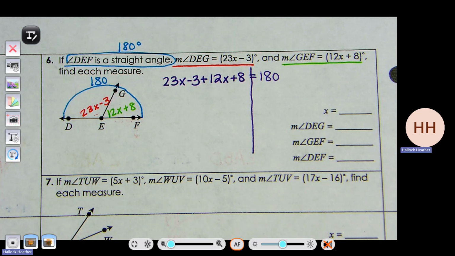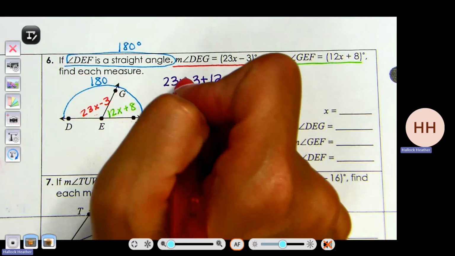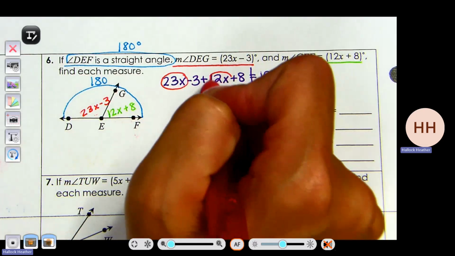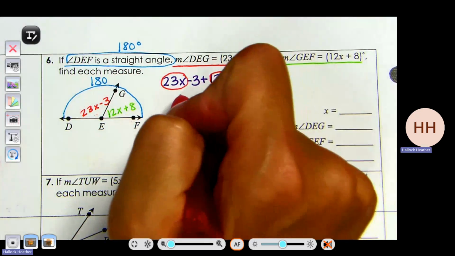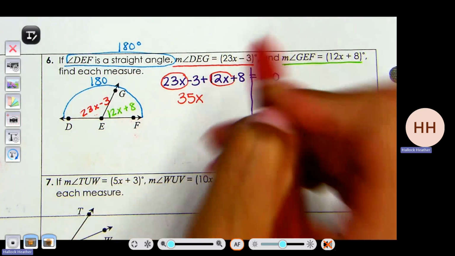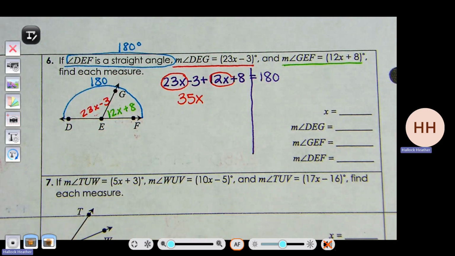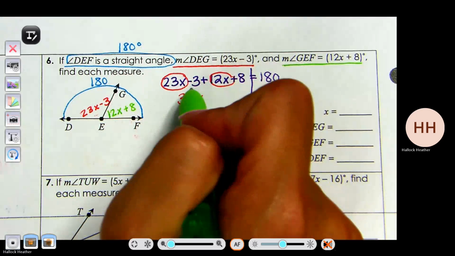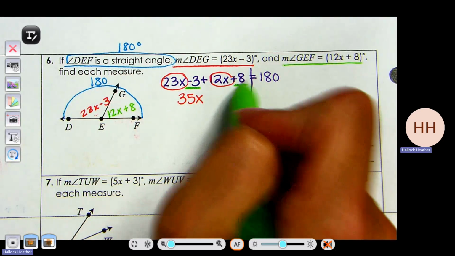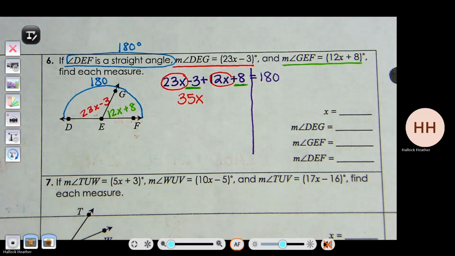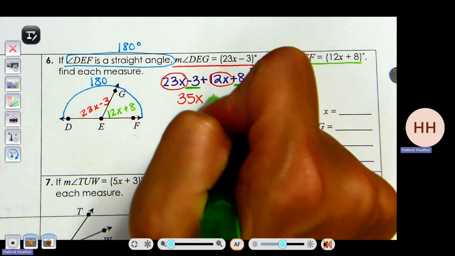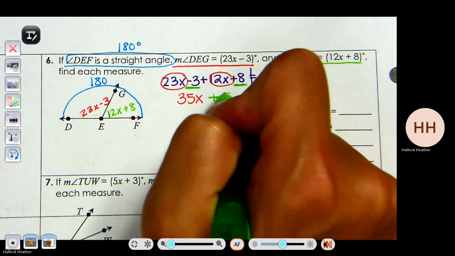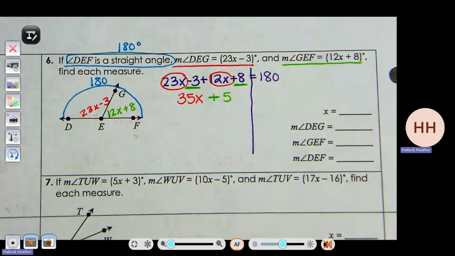So I'm going to circle my x's. My x's are adding together 23 and 12 because they're both on the left side. 23 plus 12 is how much? 35. I am combining the numbers as well. So we are combining -3 and I am adding 8. 5. A lot of people will bring down like 11 at that point. It's 5 because the 3 is negative.